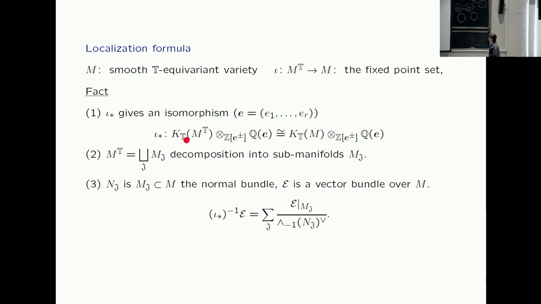So the localization formula is given as follows. Let us assume M is a smooth equivariant variety. And then we consider the embedding iota of the fixed point set. Then we use the following three facts. The push forward iota star gives an isomorphism after localization. And the fixed point set has a decomposition into submanifolds. And finally, if we write the normal bundle of these components as N_j, then the inverse of the Euler class is given by the following formula.